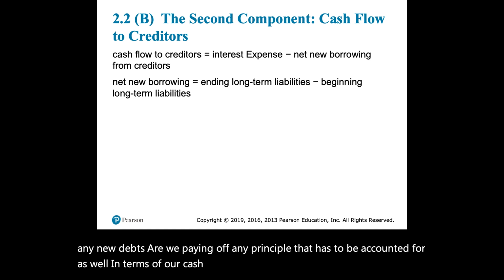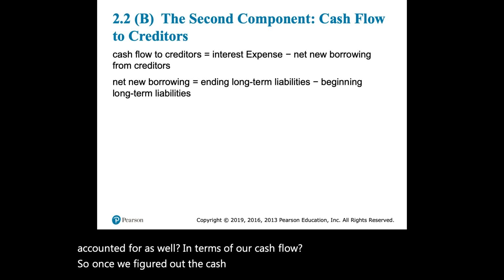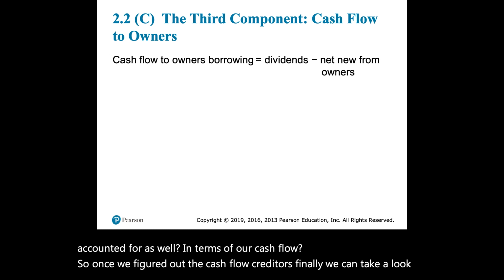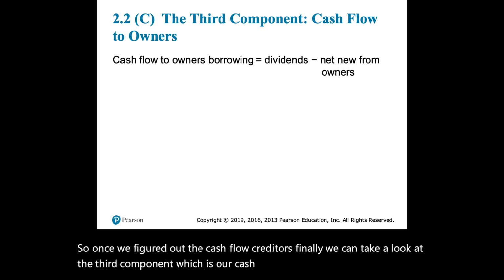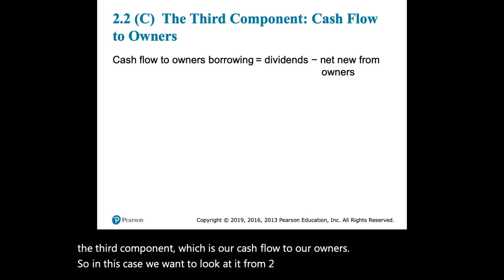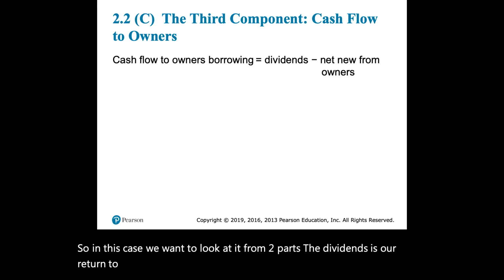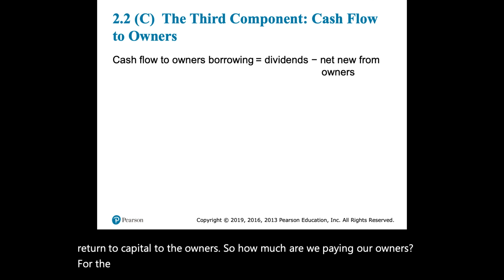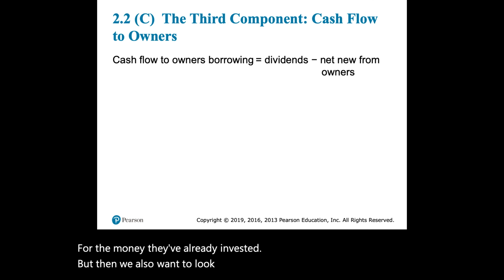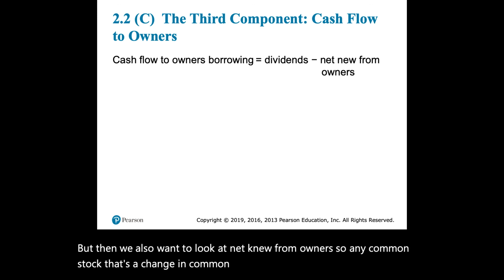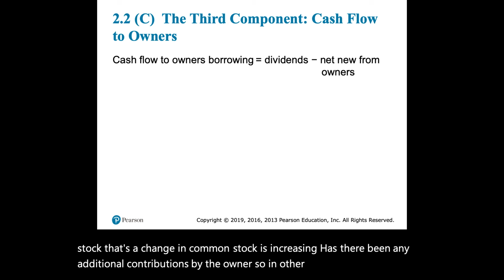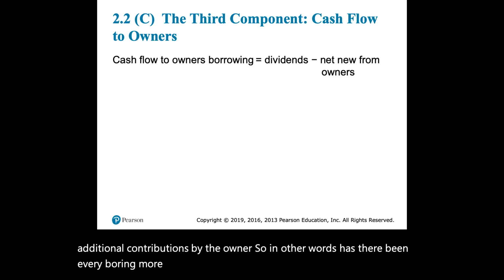Once we've figured out the cash flow to creditors, finally we can take a look at the third component, which is our cash flow to owners. In this case, we want to look at it in two parts. The dividends are our return of capital to the owners. So how much are we paying our owners for the money they've already invested? But then we also want to look at net new equity from owners. That's a change in common stock. Is it increasing? Has there been any additional contribution by the owners? In other words, are we raising more equity from our owners? What is the change in equity?